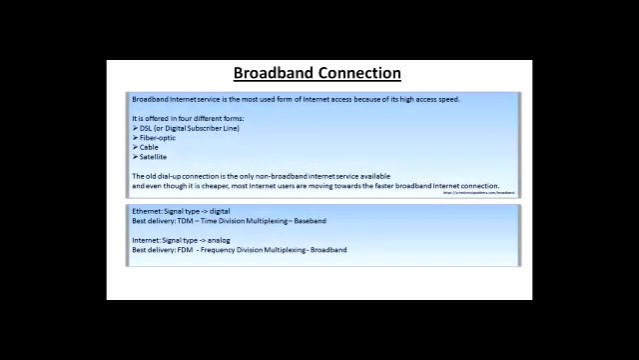Okay. Now, here's the second part. Because what do we use that coaxial cable for? Internet. Okay. Now, broadband connection versus baseband connection or signal transmission. Broadband internet service is the most used form of internet access because of its high access speed. Okay. So the cable modem is going to carry a lot more megabits per second than the DSL provider, right?